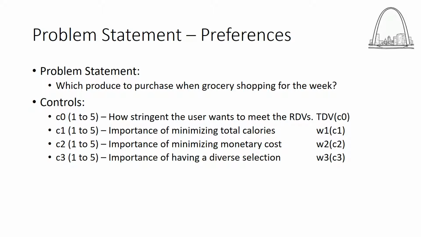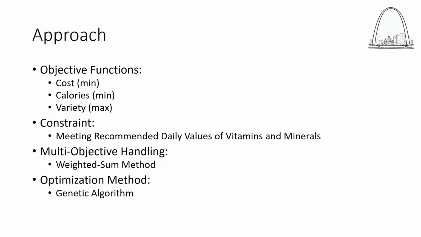The problem statement is which produce to purchase when grocery shopping for the week. There are a couple controls that you can set based on your preferences: C0, how stringent the user wants to meet the recommended daily values, the importance of minimizing calories, the importance of minimizing cost, and the importance of having a diverse selection. So those are the objective functions: cost, calories, and variety, with the constraint being meeting the recommended daily values. To handle multi-objective, we're going to use weighted sum method, and for the optimization method, we'll use genetic algorithms.